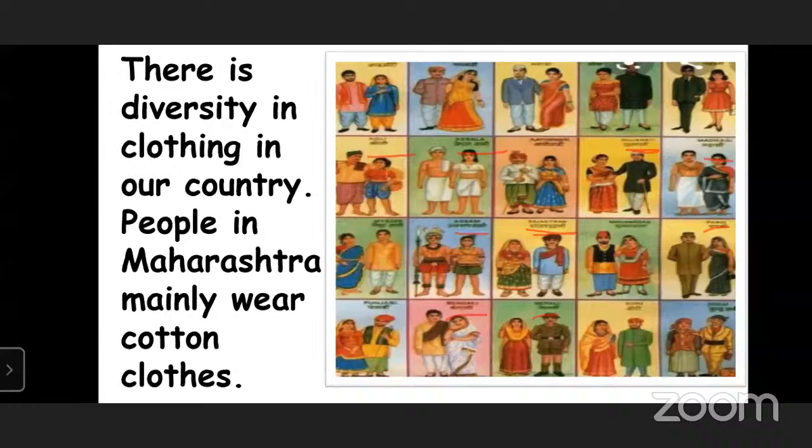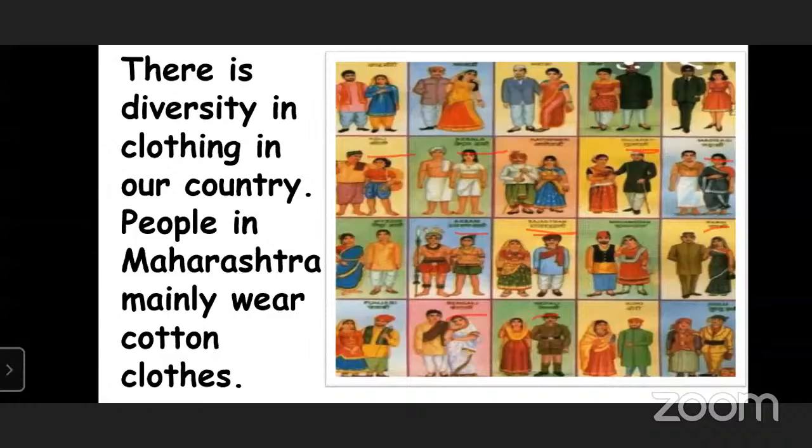People in Maharashtra mainly wear cotton clothes. What do we wear? Cotton clothes, because of the temperature. It is hot here, so we mostly wear cotton clothes. So according to the climate and according to the states, the clothing also changes.